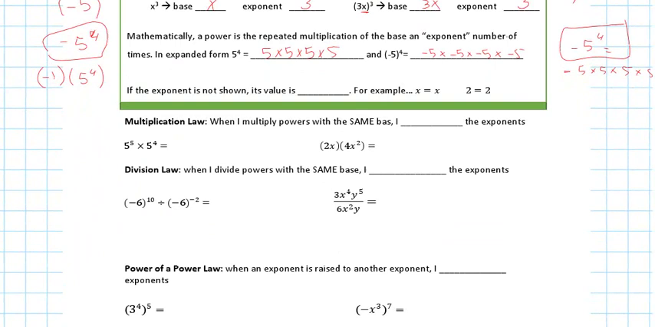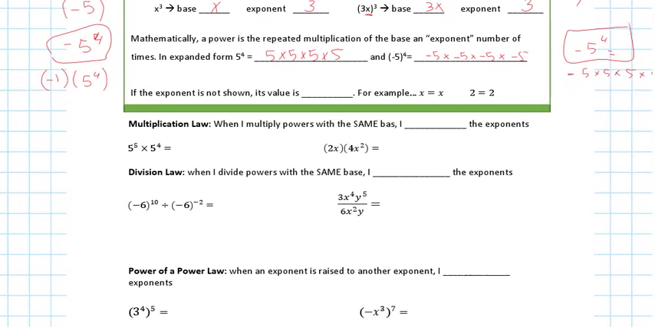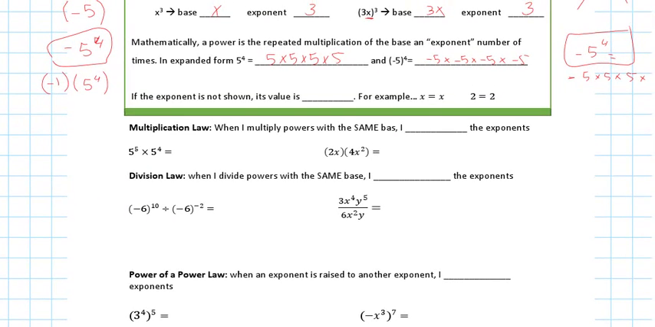All right. If the exponent is not shown, its value is 1. So x to the power of 1, right? That's the same thing. 2 to the power of 1 is equal to 2, right? It's the same exponent.